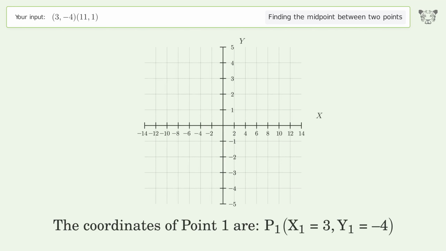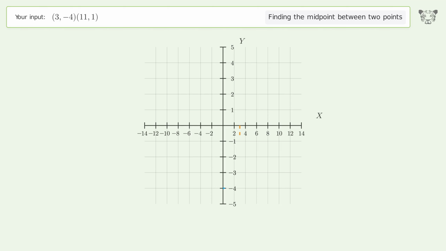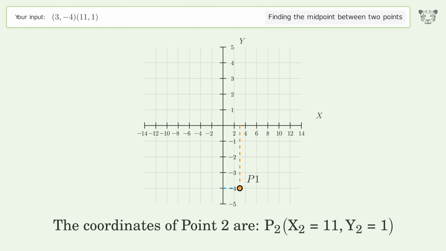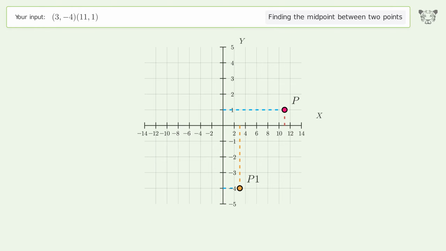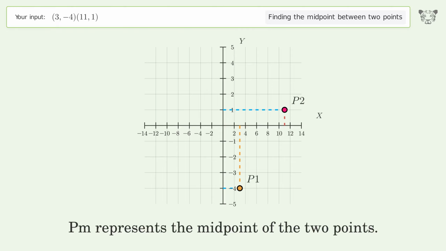The coordinates of point 1 are x1 equals 3, y1 equals -4. The coordinates of point 2 are x2 equals 11, y2 equals 1. PM represents the midpoint of the 2 points.